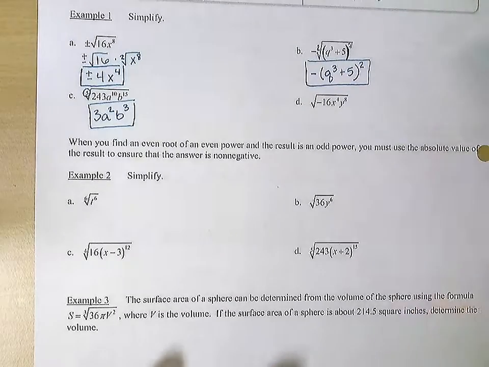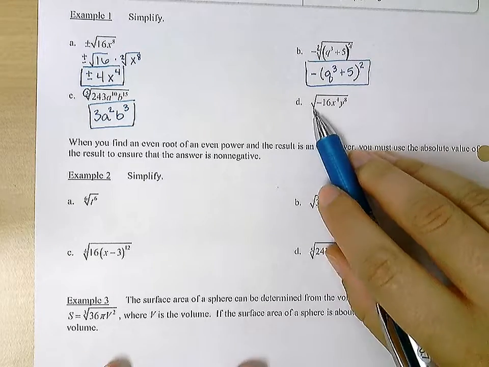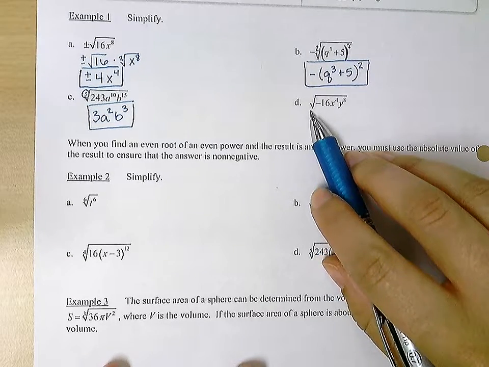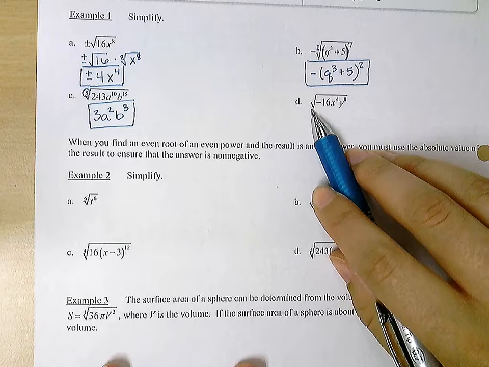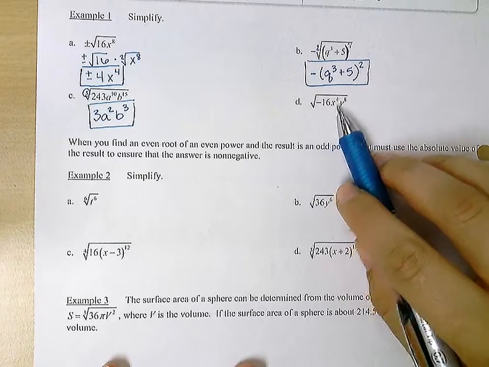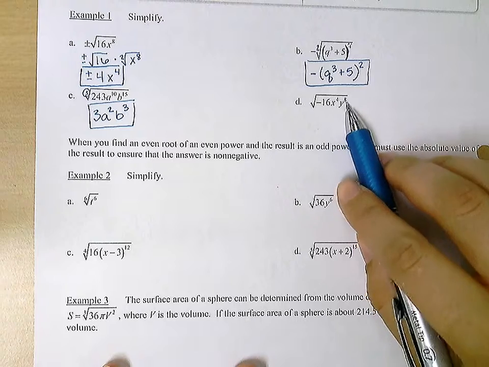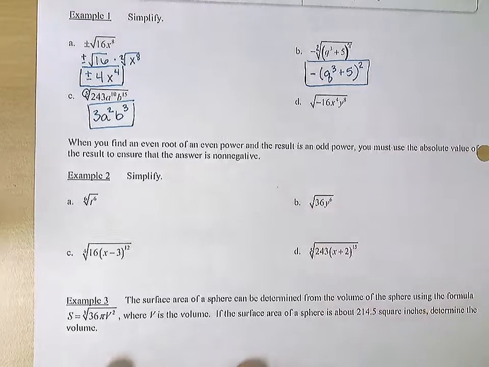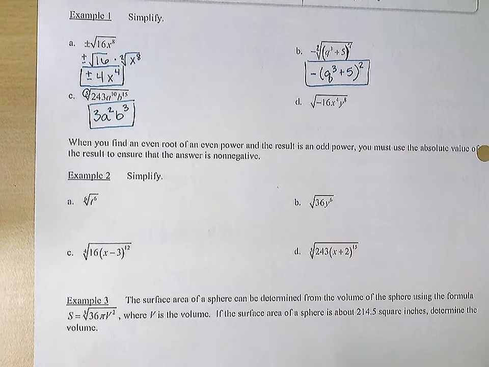Okay, then letter D here. I'm going back to a square root. When you don't have a number out front in your root, it is just a square root. So I have the square root of negative 16, x to the 4th, y to the 8th. What happens when I take the square root of a negative number? Do you remember from last year? Not positive and negative. It's an imaginary number.